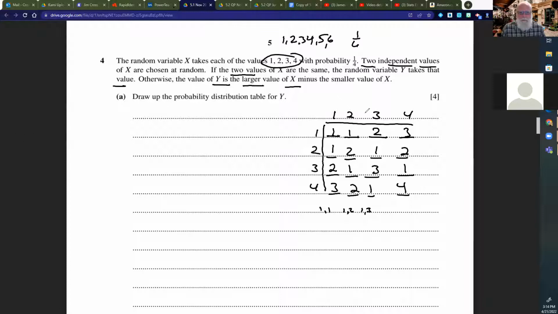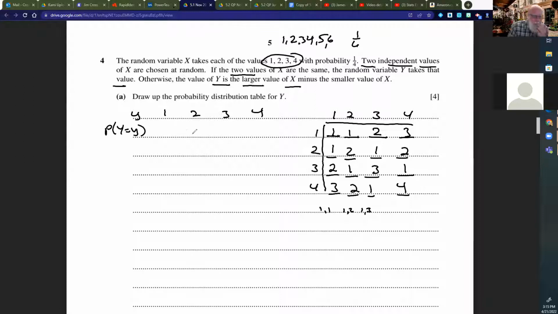All right, so now what? It says that we have to draw a probability distribution. Keep in mind, inside here are all the possible values for y. So what could y be? 1, 2, 3, or 4. And then what's the probability of each thing happening?